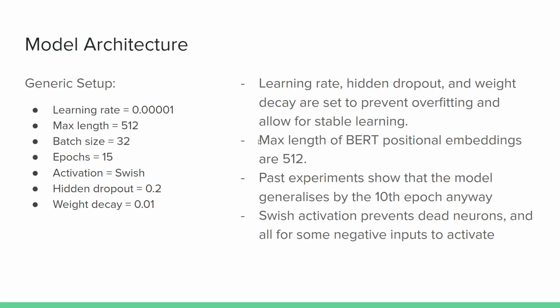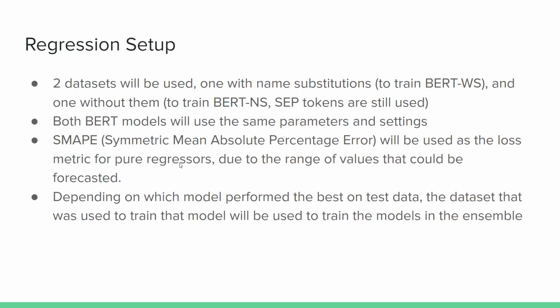For the max length, BERT has a fixed number of positional embeddings, and at max they're 512. That's why we put that as the max length. From past experiments, the base BERT model generalizes at the 10th epoch anyway, and just for reassurance, I set the epochs to 15. Swish activation just prevents dead neurons and allows for some negative inputs to activate. I just thought it would be very interesting to see what sort of behavior it would exhibit.